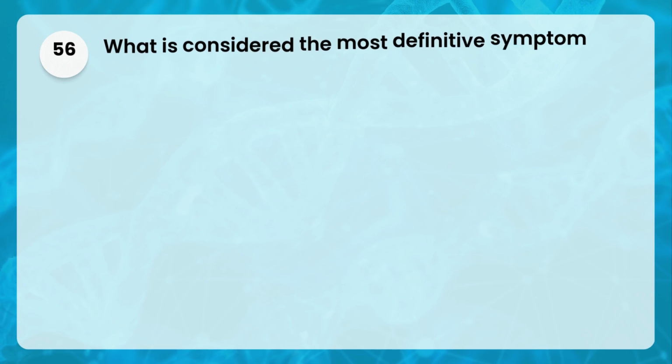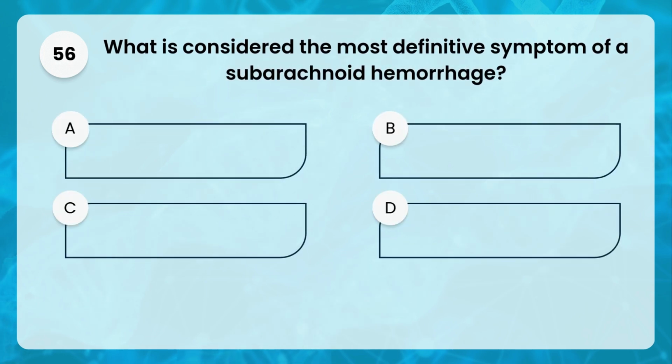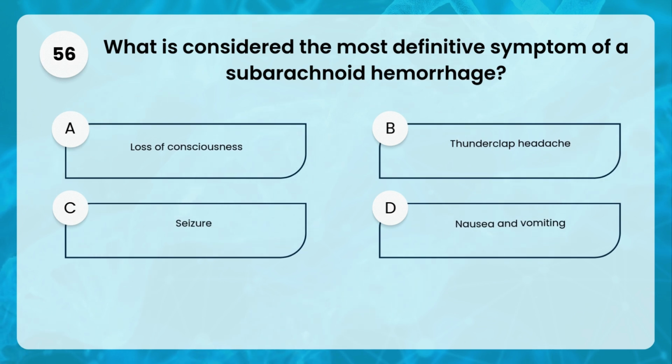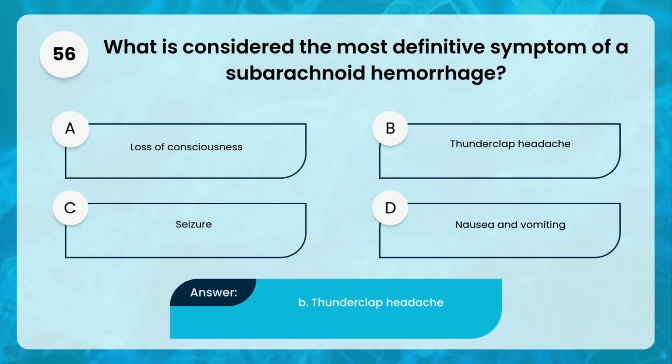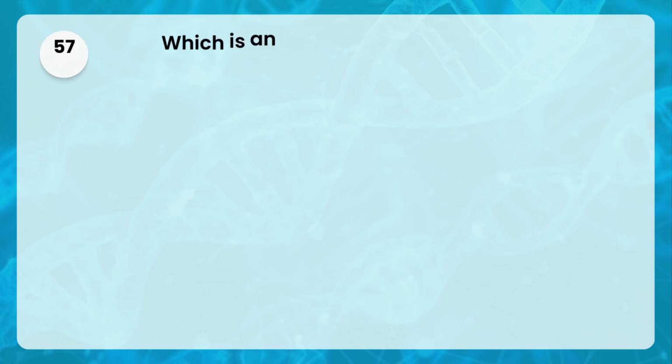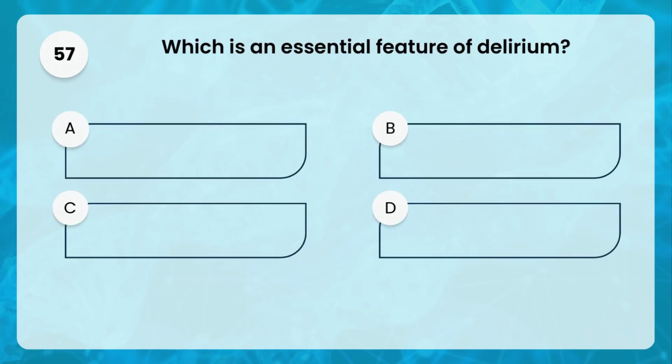Number 56. What is considered the most definitive symptom of a subarachnoid hemorrhage? A. Loss of consciousness. B. Thunderclap headache. C. Seizure. D. Nausea and vomiting. The answer is B. Thunderclap headache.